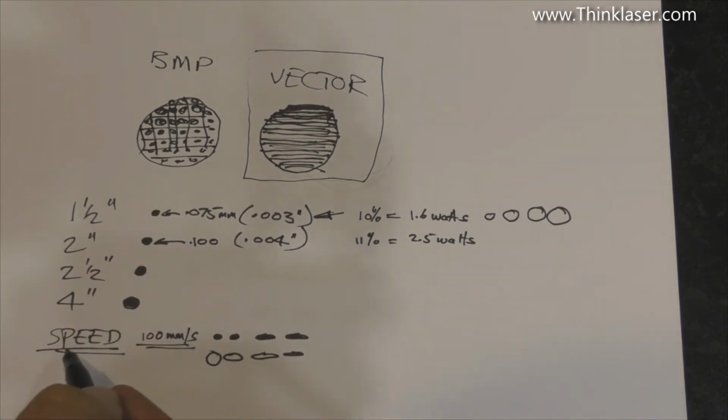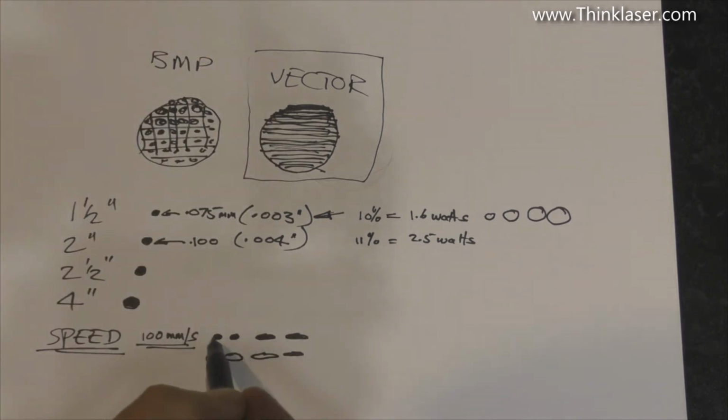Now, how does speed affect it? Well, up to about 100 millimeters a second, the dots really don't change too much away from circular. But if you start going 150, 200, 300 and 400 millimeters a second, then here's what happens. Your dot turns into a sausage, a short sausage. And then the faster you go, the longer the dot becomes.